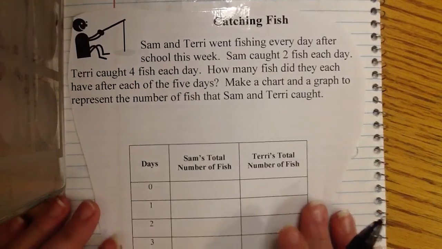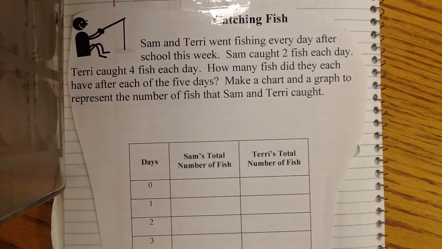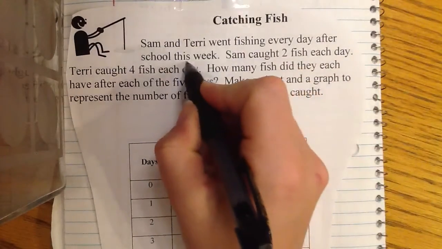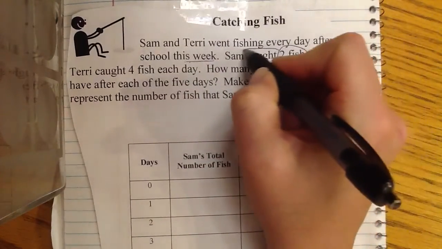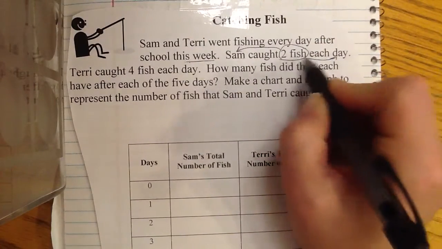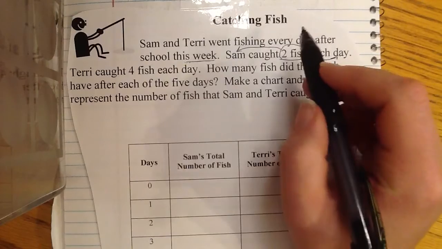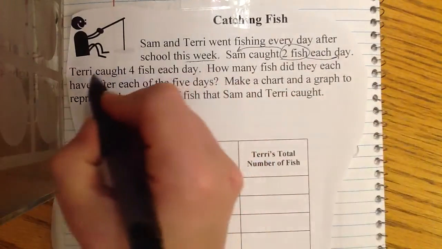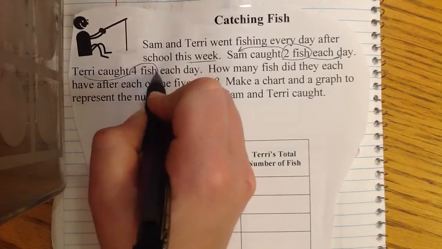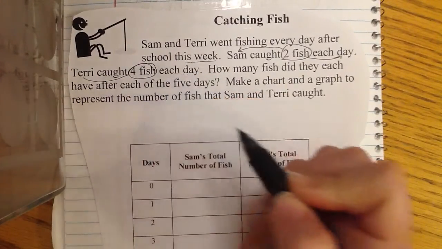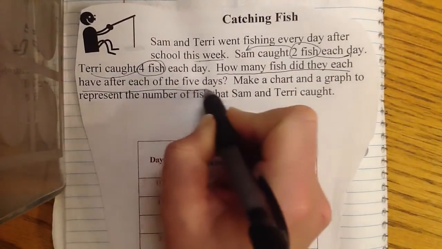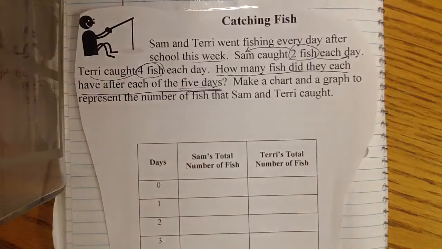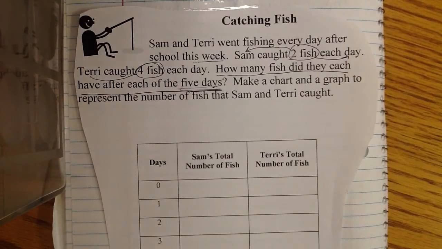So using good strategies, we're going to make sure that we use cubes on this word problem. Sam and Terry went fishing every day after school this week. So we're talking about a bunch of days. Sam caught 2 fish each day. Every day he caught 2 fish. So I know that looks like Monday 2 fish, Tuesday 2 fish. Terry here caught 4 fish each day. The question says, how many fish did they each have after each of the 5 days? So make a chart and a graph to represent the fish that Sam and Terry caught.